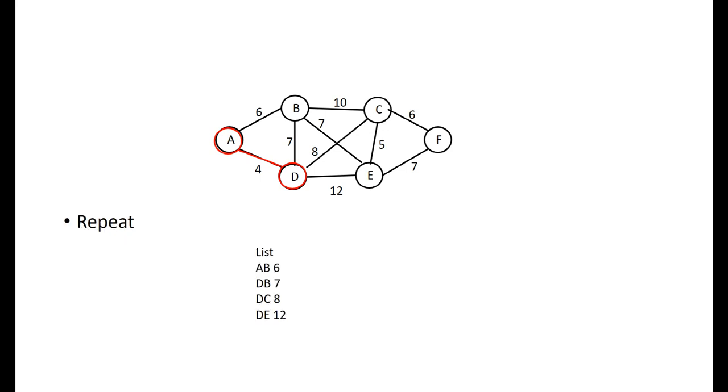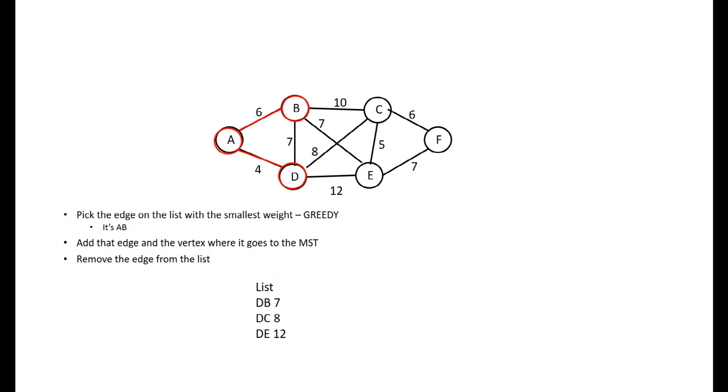So now we go do our repeat. We take D, we've added D, and we look at all the places that we can get to from D. We can go from D to B for 7. We can go from D to C for 8. We can go from D to E for 12. And we had A to B for 6 left over. So this is our list. And so what are we going to do? Well, we're going to pick the edge on the list with the smallest weight, that greedy approach.